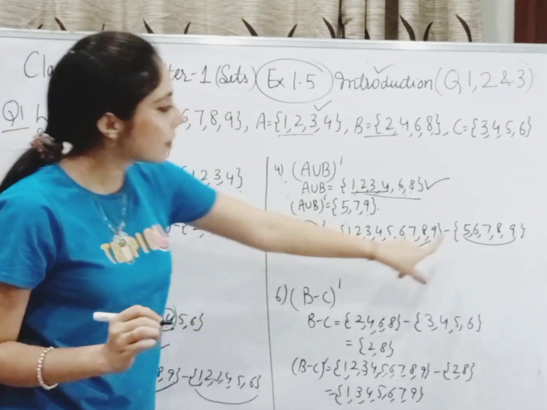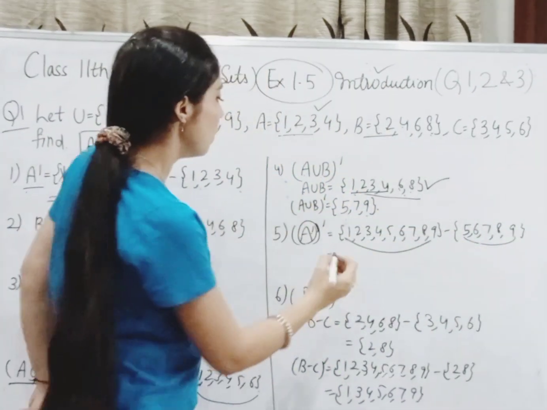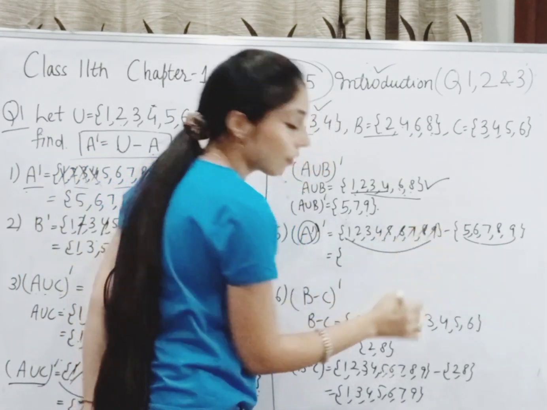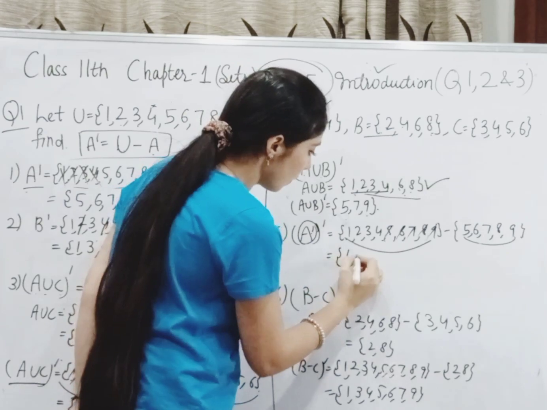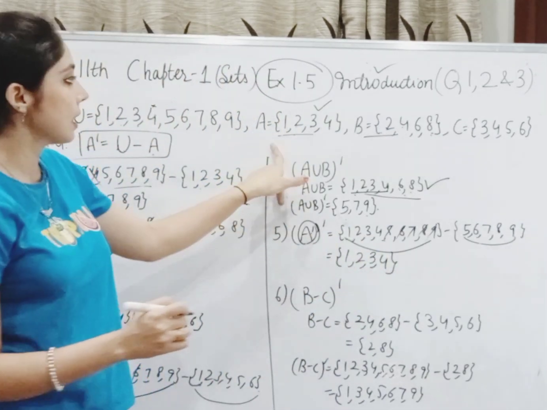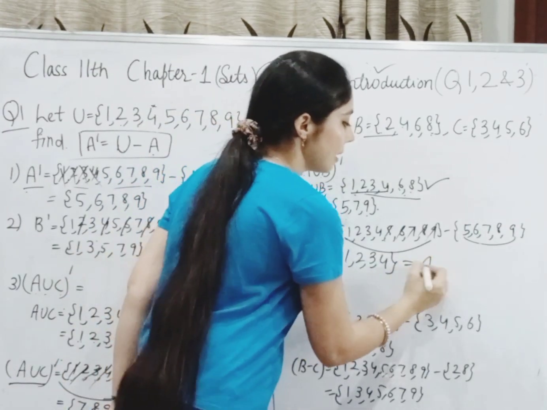Complement is 5, 6, 7, 8, 9. So what will be the answer? 5, 6, 7, 8, 9 will be discarded. So the answer will be 1, 2, 3, 4. You can observe that this is the set A itself.